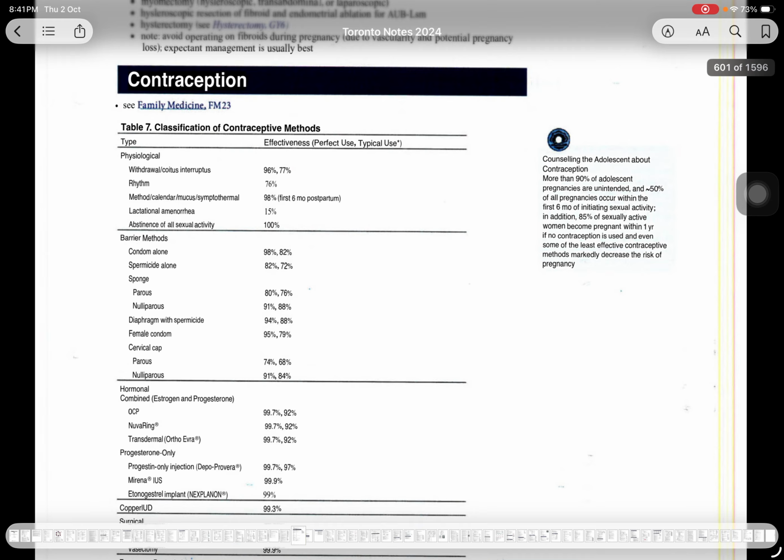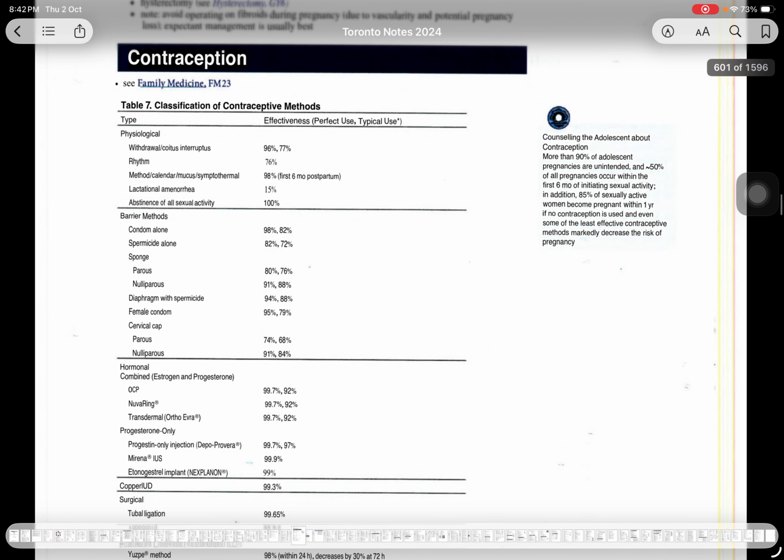More than 90% of adolescent pregnancies are unintended, and 50% of all pregnancies occur within the first 6 months of initiating sexual activity. In addition, 85% of sexually active women become pregnant within 1 year if no contraception is used. And even some of the least effective contraception methods markedly decrease the risk of pregnancy. So that's just the percentage of how common unintended pregnancies are.